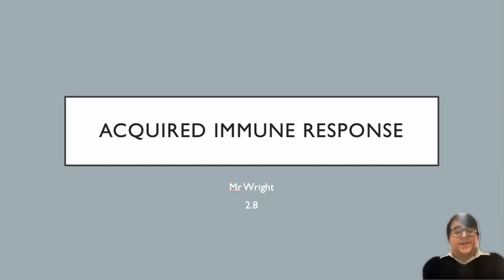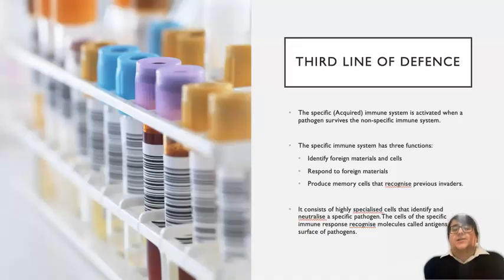Hi Year 11s, this is our last PowerPoint for the infectious disease unit of Stage 1 biology, and we're going to be looking at the acquired immune response, or the acquired immune system. So this is essentially our third line of defense. This is the specific, also sometimes called the acquired immune response, and it's activated when a pathogen has survived through our first and second line of defense, first being the barriers to prevent it from entering us, and the second being our non-specific immune system that we talked about in the last video.